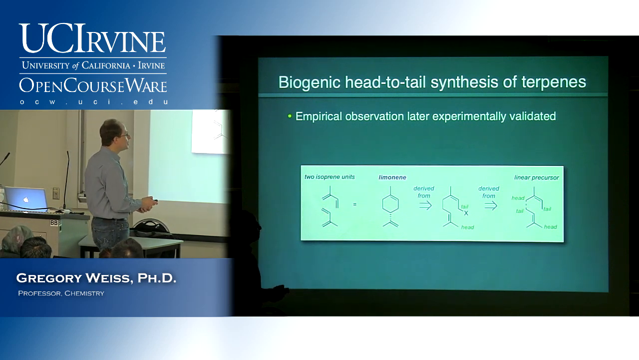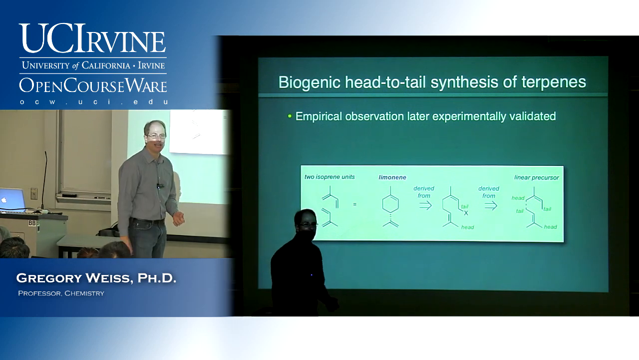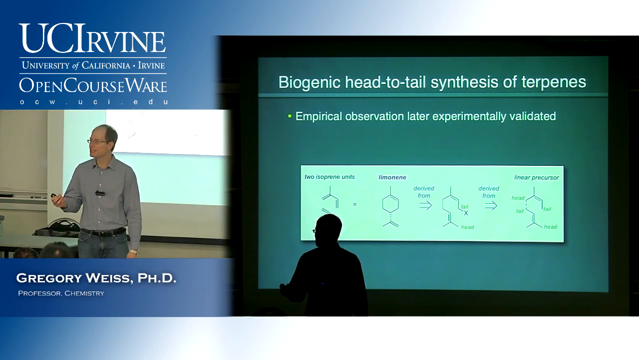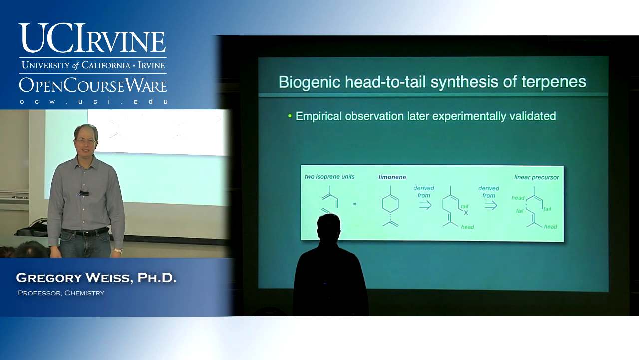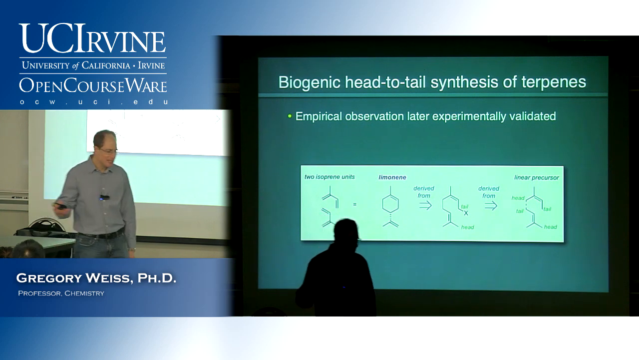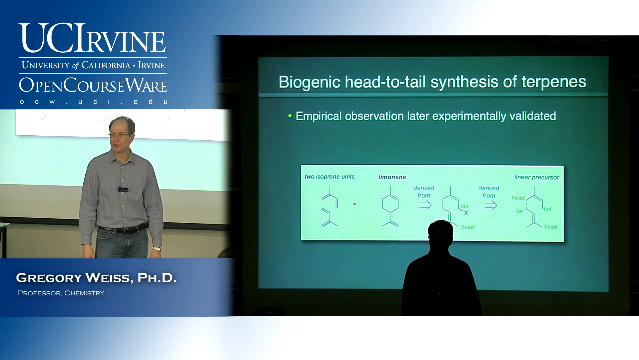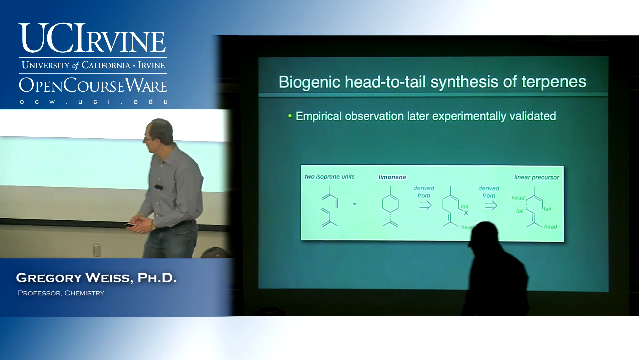But even before the chemistry that I'm showing you was defined, organic chemists have recognized that terpenes always seem to follow this head-to-tail rule. And this is actually a pretty powerful way of figuring out how these things are synthesized, not necessarily chemically in a laboratory, but synthesized by microorganisms and plants that have these terpene synthase pathways.